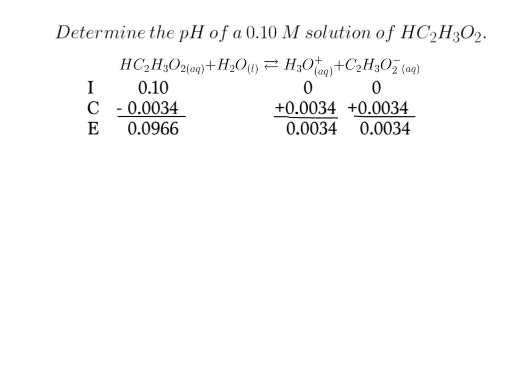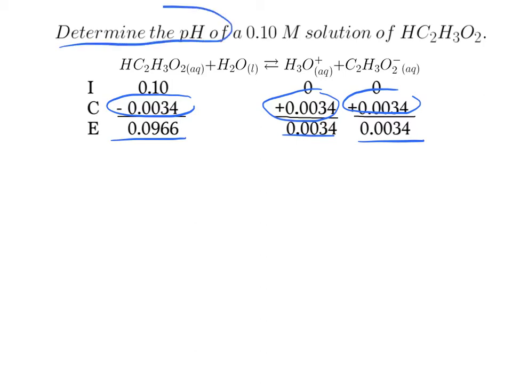Okay, so here I have plugged in my x, 0.0034, as a negative on the reactant side and as a positive on the product side. Then I subtracted 0.1 minus 0.0034 to get 0.0966. I added it, 0.0034 and 0.0034. So the problem actually says to determine the pH.